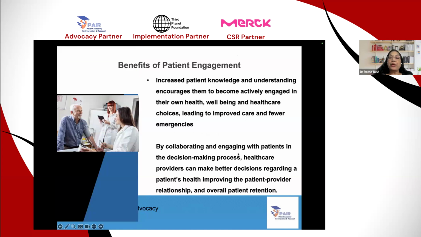What are the benefits of patient engagement? It increases patient knowledge and understanding and encourages them to become actively engaged in their own health, well-being, and healthcare choices, and leads to improved care and fewer emergencies or inpatient episodes. By collaborating and engaging with patients in the decision-making process, healthcare providers can make better decisions regarding a patient's health, improving the patient-provider relationship and overall patient retention.